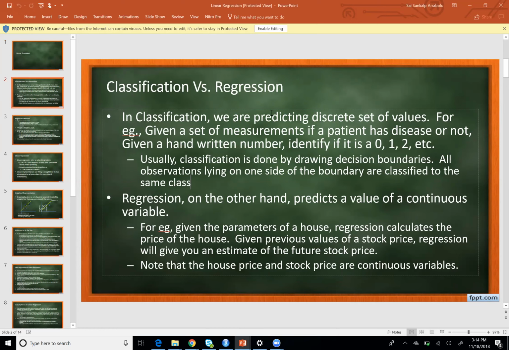One example for regression: given the parameters of a house, the regression calculates the price of the house. In the case of classification, instead of predicting the exact value of the house, we would classify whether this house is affordable by a certain person or not. That becomes a classification problem when we are doing a two-label problem. But when you're asked to predict the exact price of the house, it is a regression problem. A regression problem means you are predicting the value of a continuous variable.